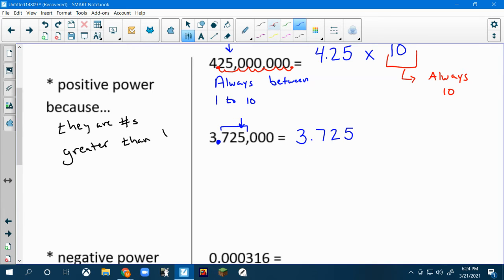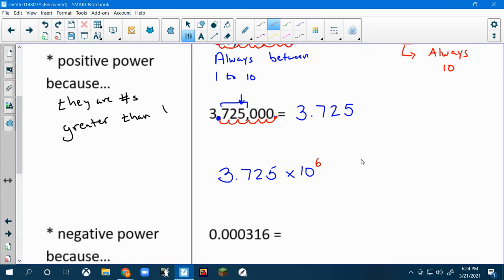Okay. So we got to write out our equation. We're going to do 3.725 times, and always 10. And now let's figure out our exponent. It was here. We moved it 1, 2, 3, 4, 5, 6 times. So my exponent is going to be to the 6th power. 3.725 times 10 to the 6th is the same as 3,725,000.